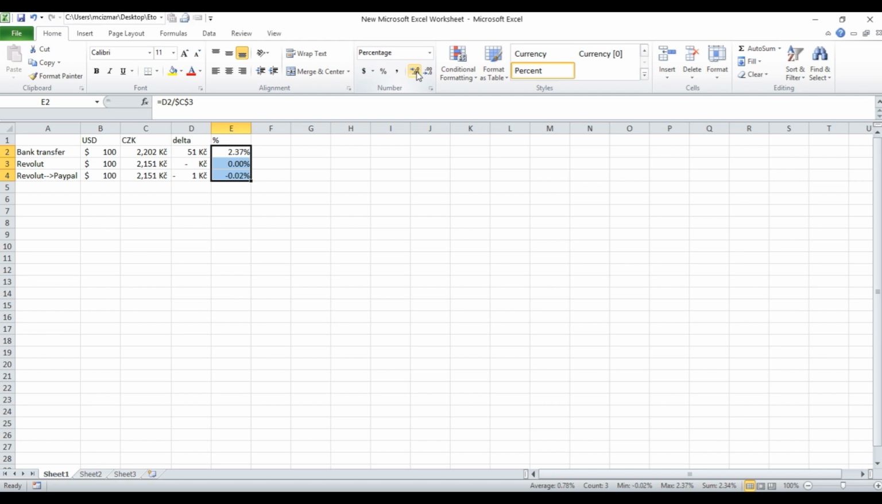Okay, so the most expensive option is using the bank transfer, which is almost 2.4% more expensive compared to Revolut or Revolut PayPal, which was obviously expected. The reason for that is that it's well known that Revolut offers better exchange rates than most of the standard banks, I would say.